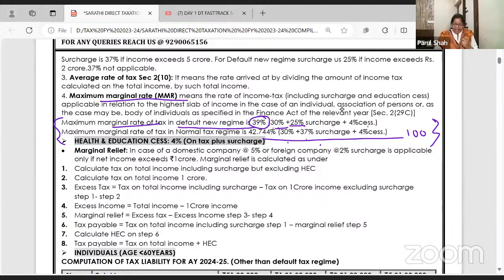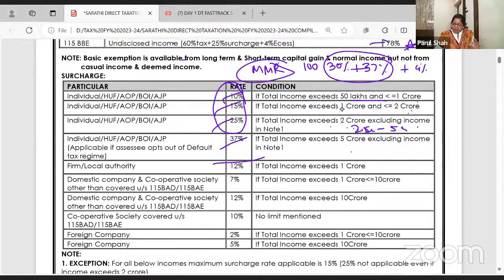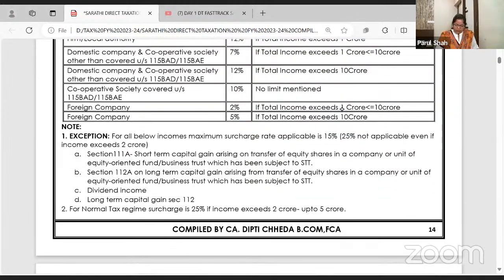Okay, so what's the highest rate of the surcharge out of the default tax regime? 37%. What's the highest rate of surcharge for the default tax regime? 25%. Okay, right? Now here I have written refer note 1. So come to note 1. For all the incomes, the maximum surcharge rate is only 15%.